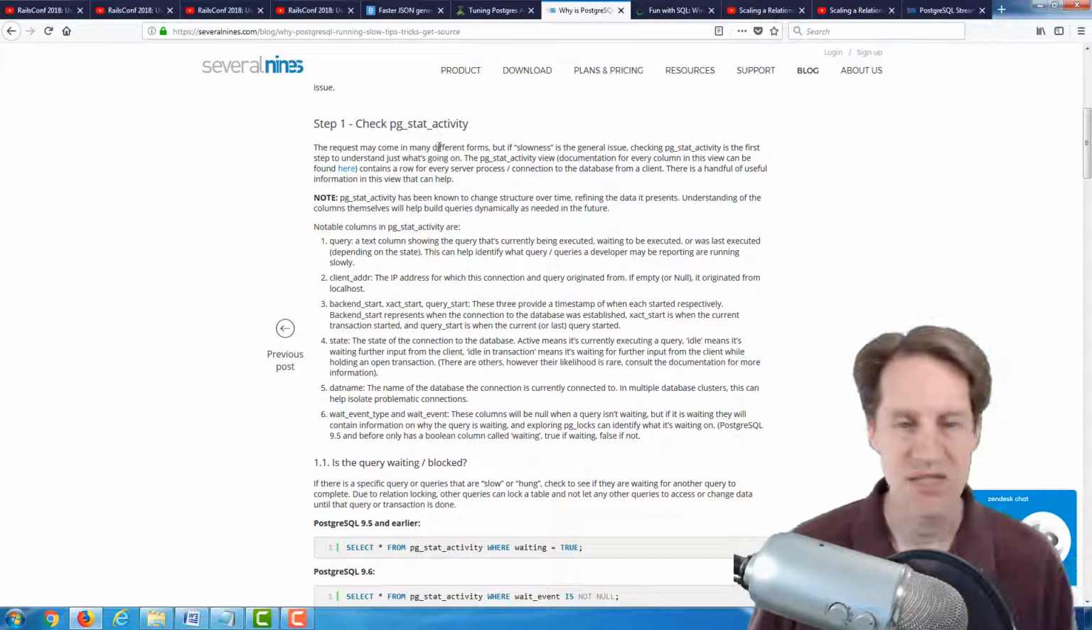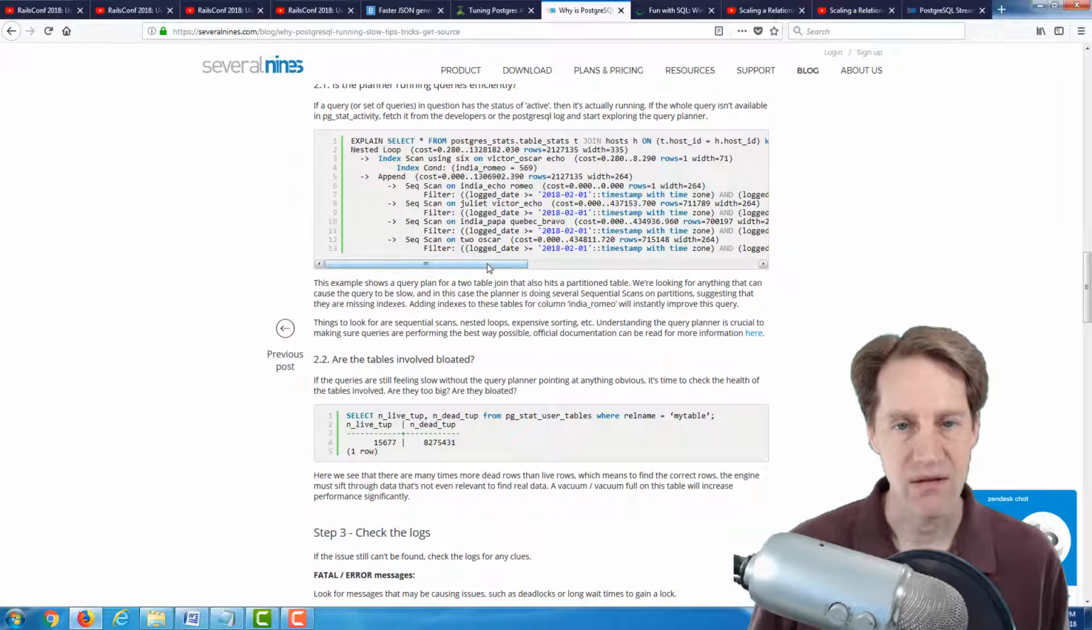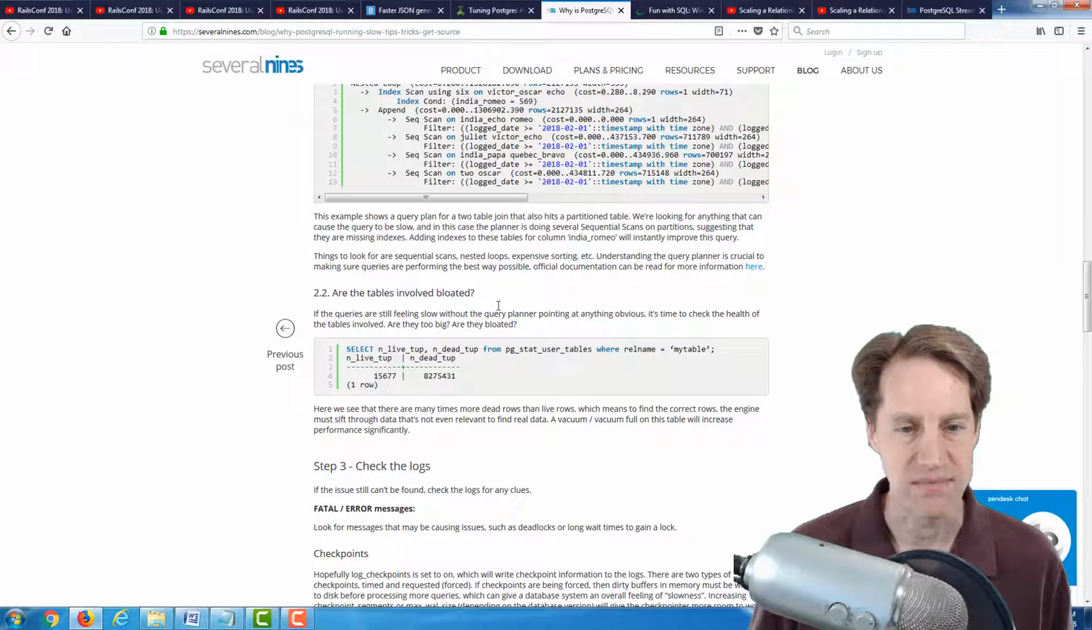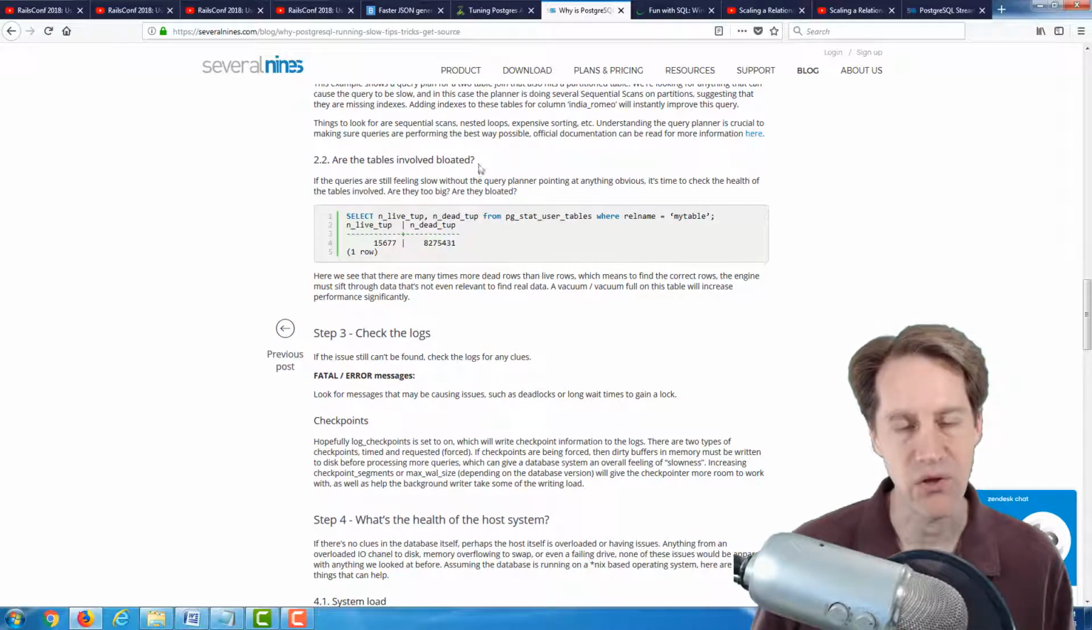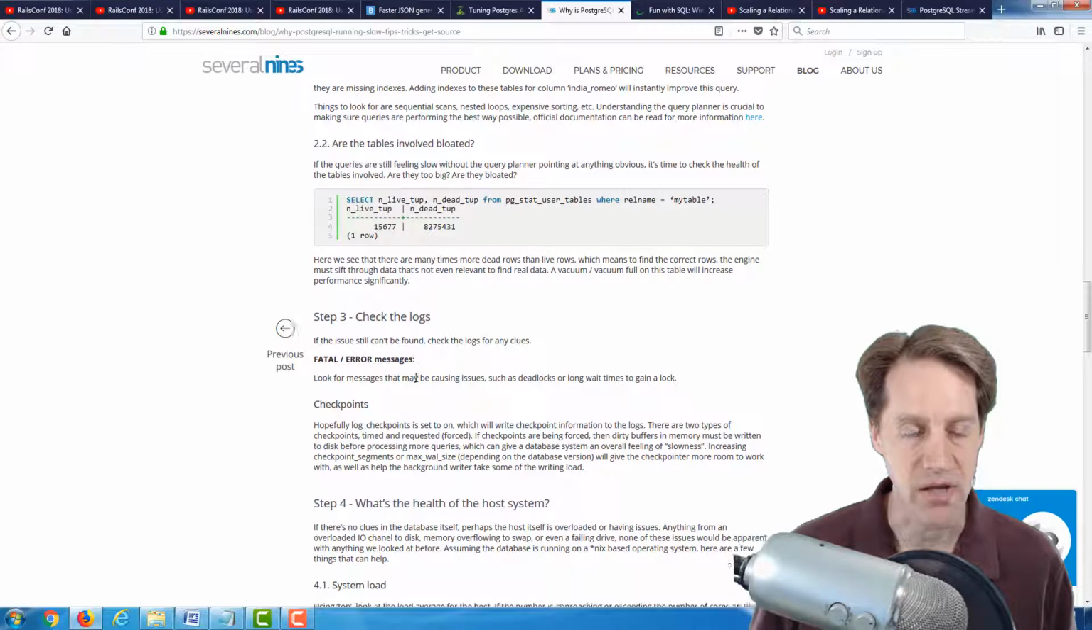Step 1 is check pg_stat_activity. What are the active queries that are running in the database? And look for ones that are waiting or potentially being blocked. And if the queries are running, okay, why are they taking so long? So basically use explain plan at that point. Another thing to check is whether the tables are bloated. Has it been a while since the autovacuum has kicked off to remove the dead tuples in a table? So you can check that, as well as checking how often checkpoints are occurring by looking for fatal or error messages in the PostgreSQL log.